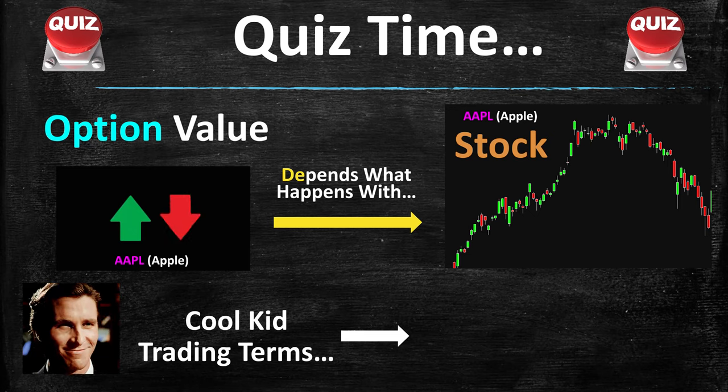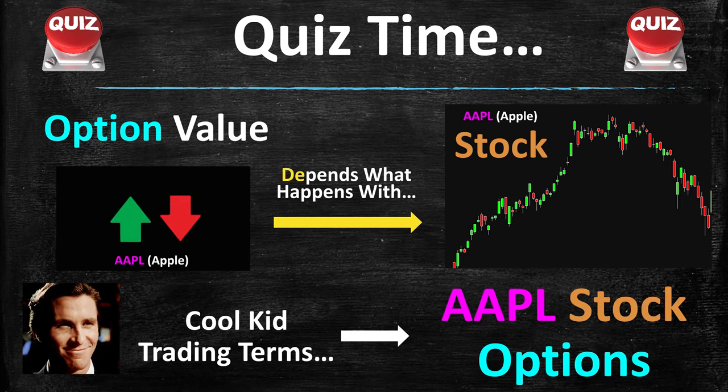So again, let's be a cool kid. In terms of the trading lingo, you would be talking about Apple stock options. You can go to your family, your friends, whoever you want to impress, and say, yeah, today I was learning about, or today I was trading Apple stock options. And they're going to be like, wait, what? I've heard of stock. What?